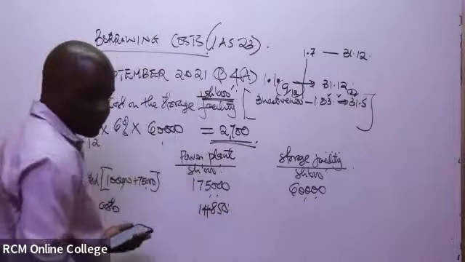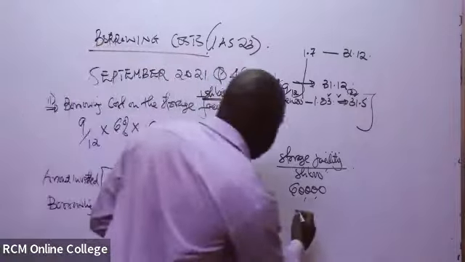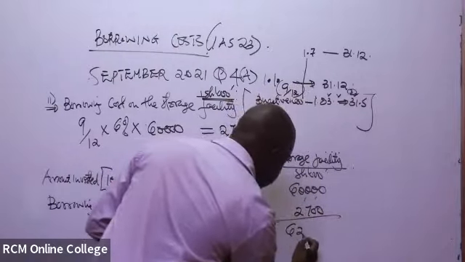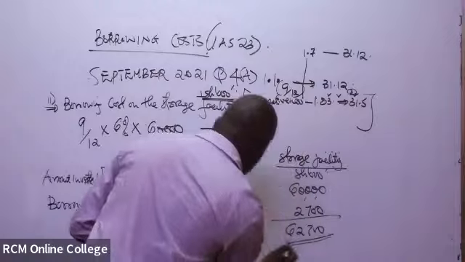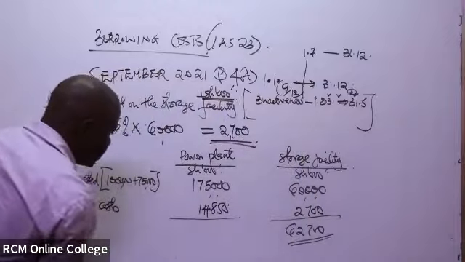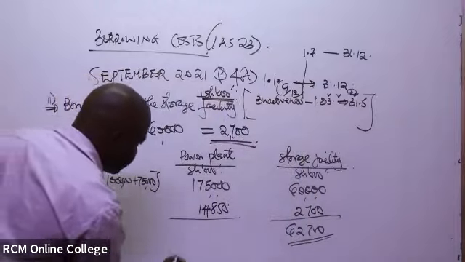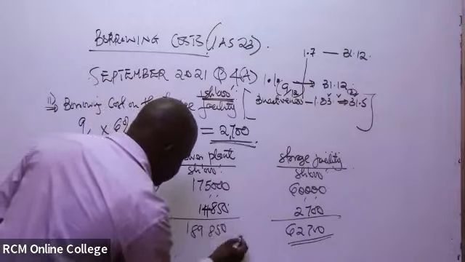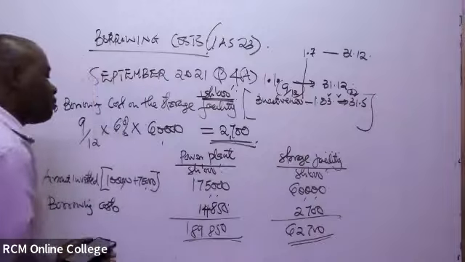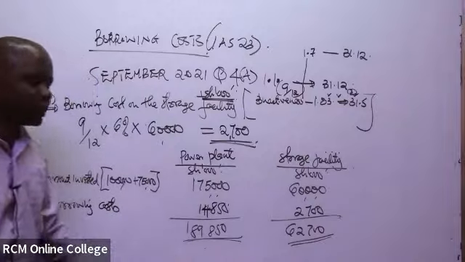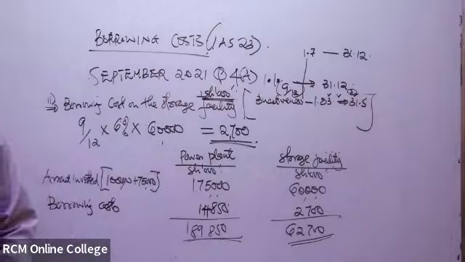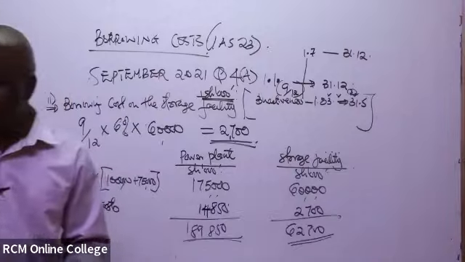And this one, it has been 2,700,000. So you'll be able to get 62,700. And this one, you'll be able to get 189,850. So at the end of the year, they'll move these amounts to the statement of financial position as the value of the asset.